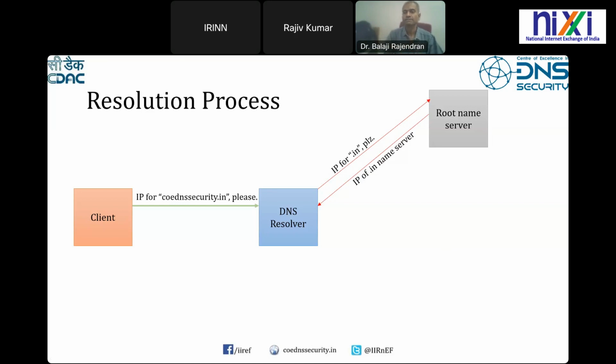Now, I said there are 13 root name servers, starting from A, B, C, D, E, F, G, H, I, J, K, L, M. It will reach any one of the root name servers which is nearer to it. Typically there will be two to three root name servers which are closer to a particular region. So the resolver will ask the root name server to please provide the IP address for coednssecurity.in. Let us say it sends it to A root server.